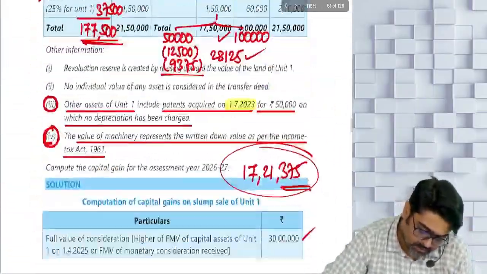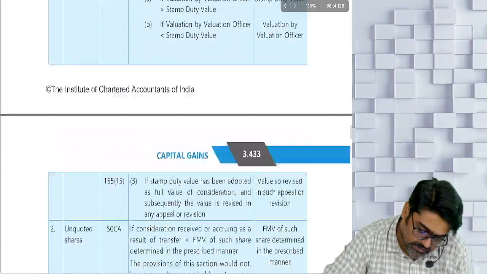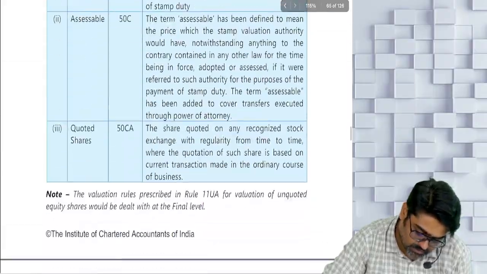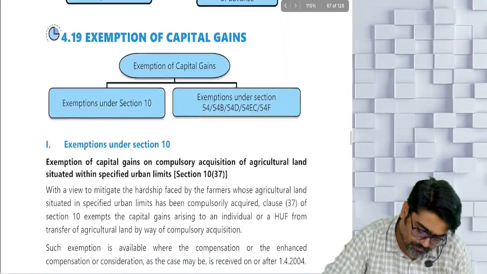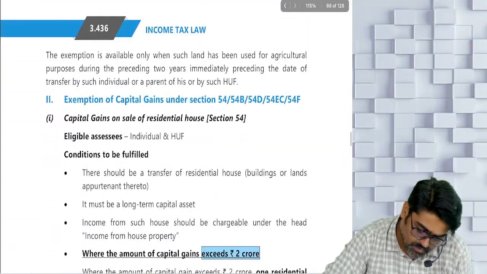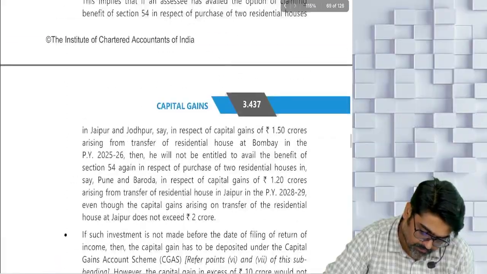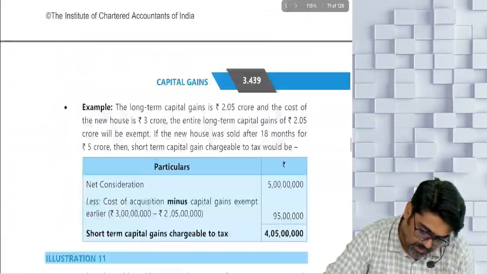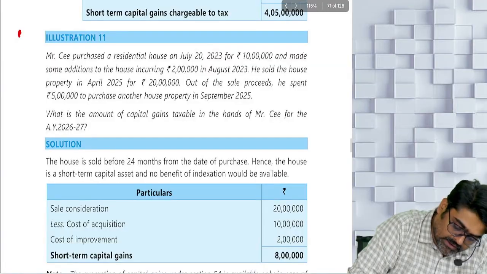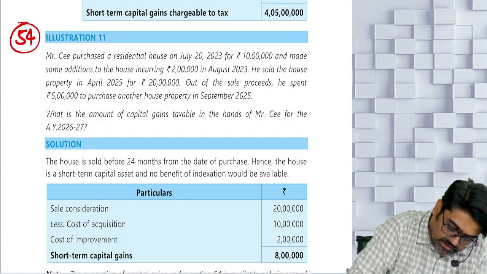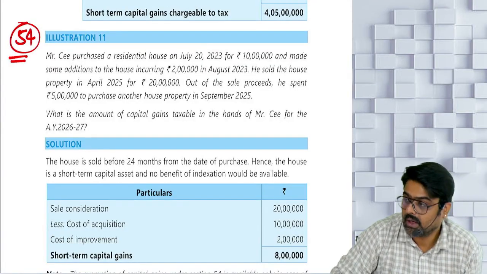The 11th is a very difficult question, I guess. Let's see what happens in the 11th. The 11th is on page number 3.439. Now this 11th involves section 54 exemption. So with section 54 exemption, we are going to do illustration number 11.